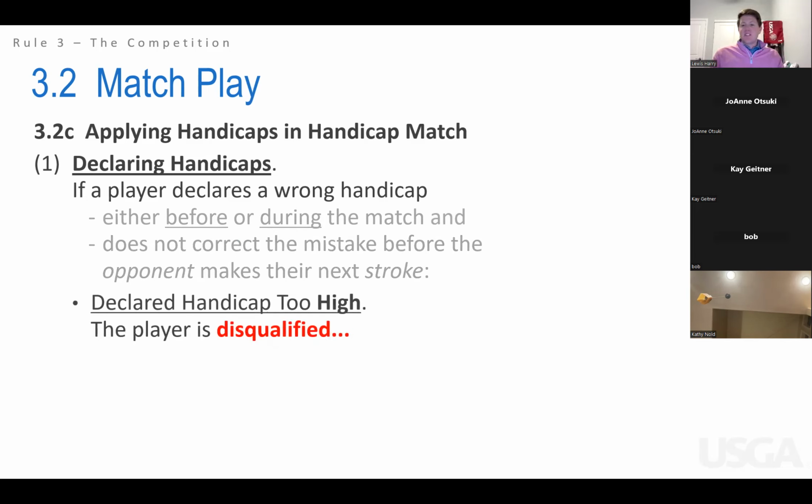If we declare a handicap that's too high, maybe I'm actually a 10 handicap and I tell my opponent I'm 15, and that handicap is way too high. I know I'm going to get some extra strokes by declaring that handicap. And then my opponent goes on to make a stroke. Well, unfortunately, match is over. That player has just been disqualified for declaring a wrong handicap.